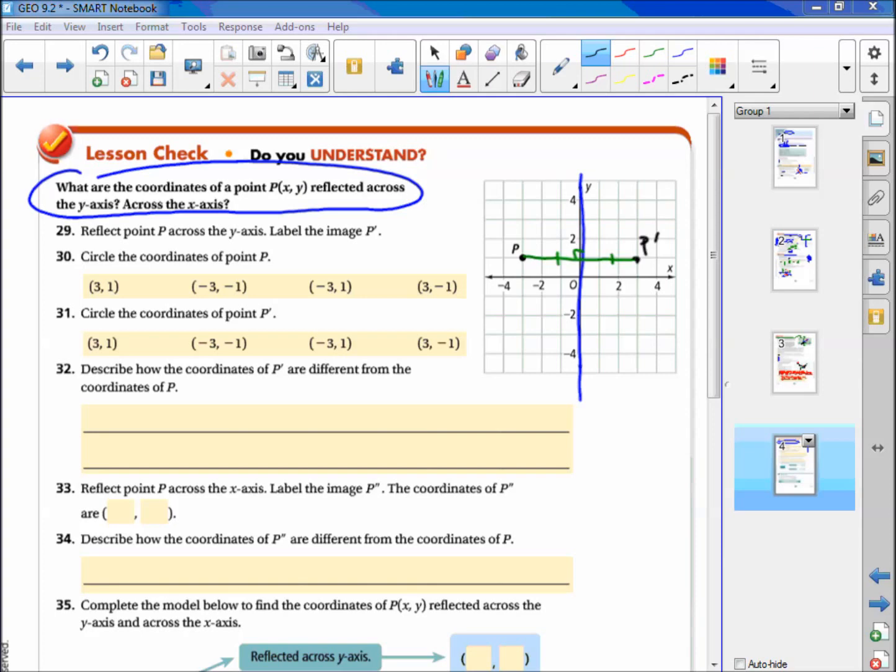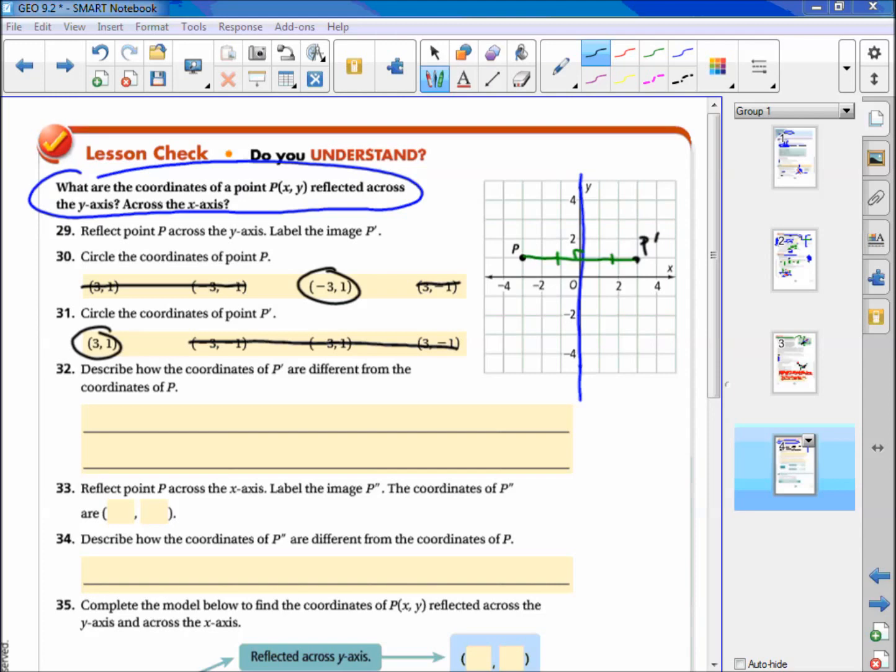Okay, number 30 says circle the coordinates of point P. So point P was at -3, 1. And then it says circle the coordinates of P prime. P prime is at 3, 1. Okay. Describe how the coordinates of P prime are different from the coordinates of P.